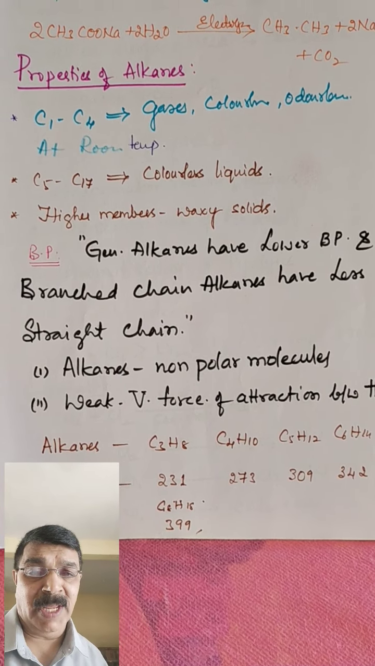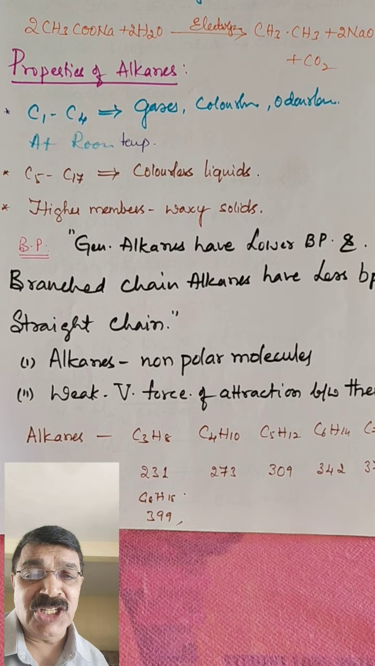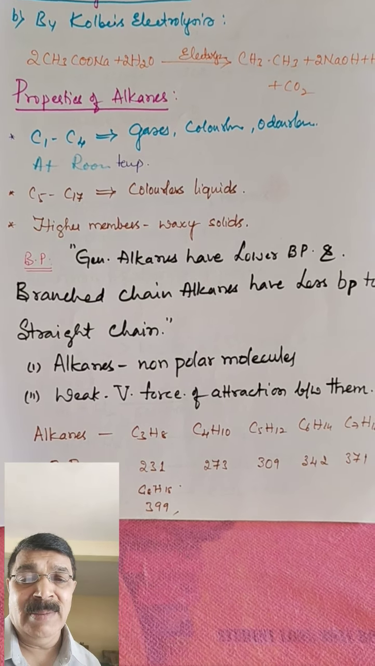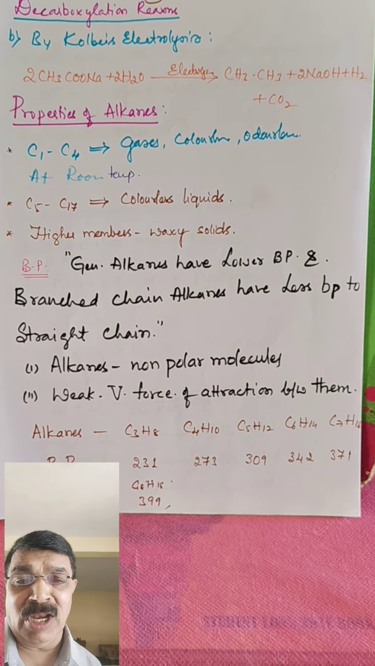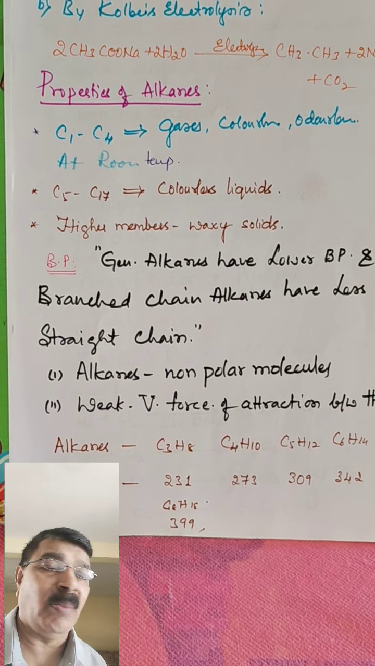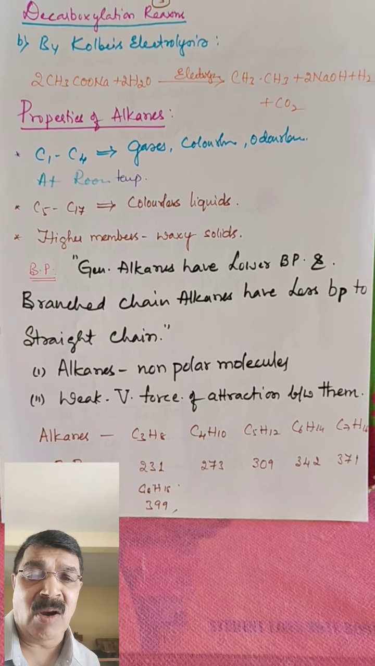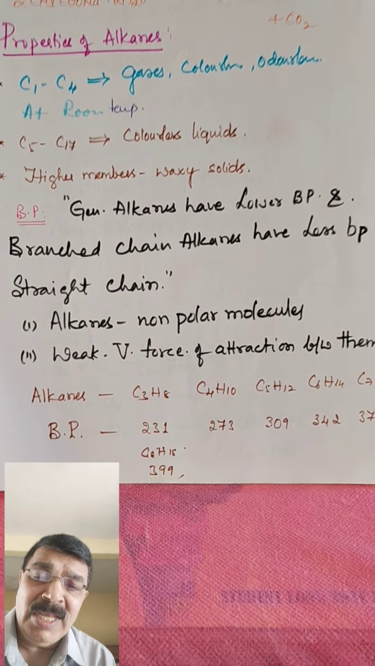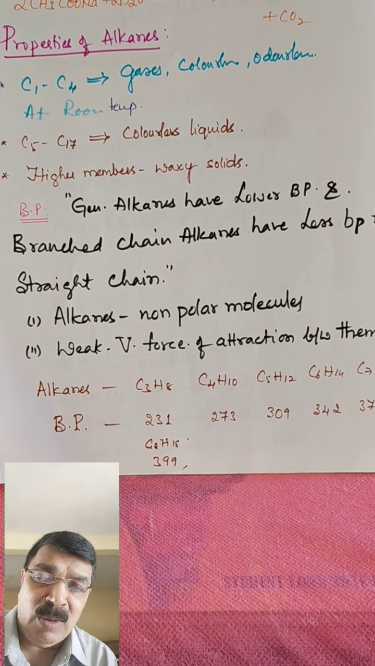Now we come to the BP, boiling point of alkanes. Generally alkanes have lower boiling points, and branched chain alkanes have lower boiling points than straight chain ones. Branched chain have less boiling point than the straight chain. Generally alkanes have lower boiling point, then what are the reasons for that? Alkanes are non-polar molecules.